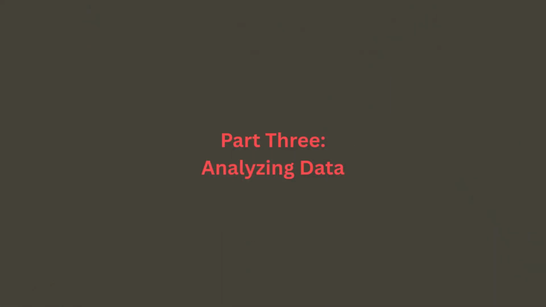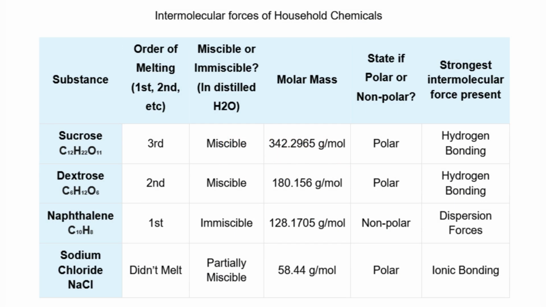Now we'll be able to review the data that we collected from each of the chemicals in part 1 and part 2. We'll be able to connect that back to polarity and our intermolecular forces. As you can see, I made a table regarding the order of melting, which was reviewed in part 1, the miscibility or immiscibility reviewed in part 2, molar masses, the polarity, and the strongest intermolecular forces present for each of the chemicals.